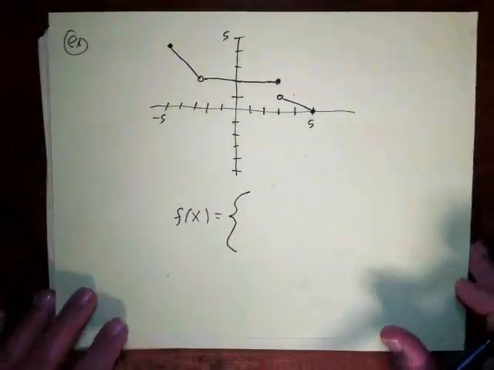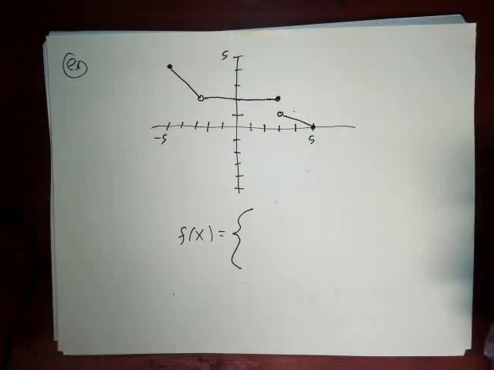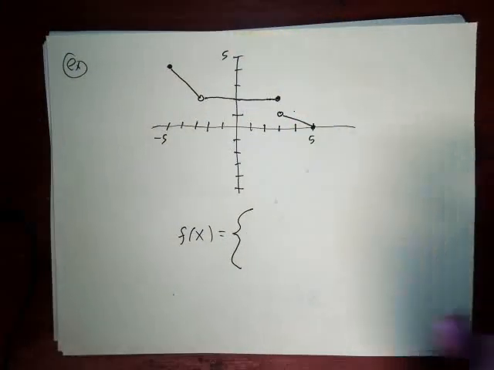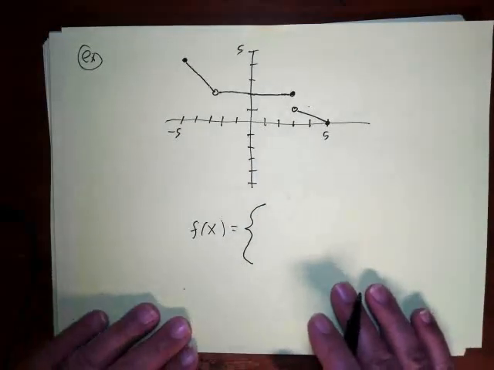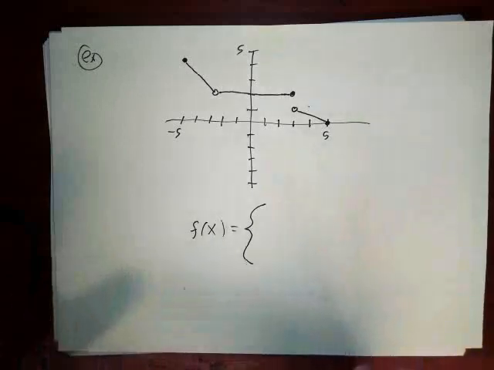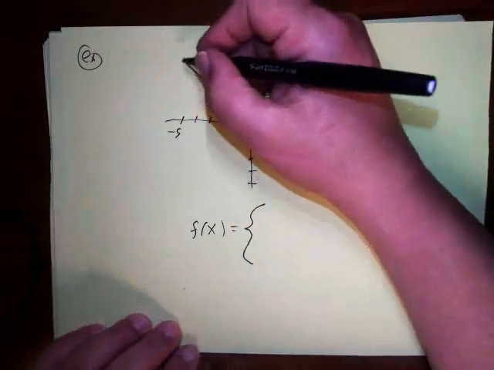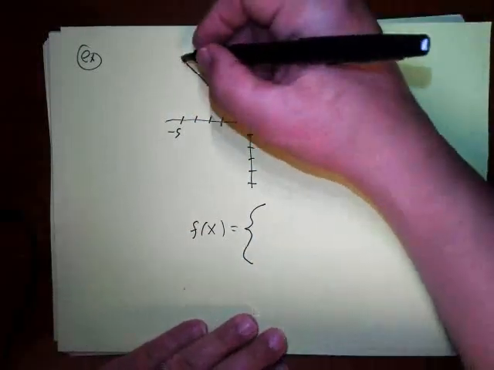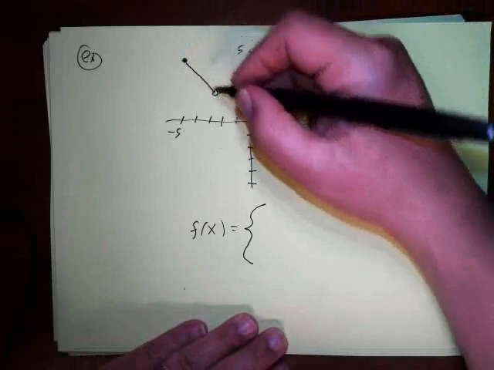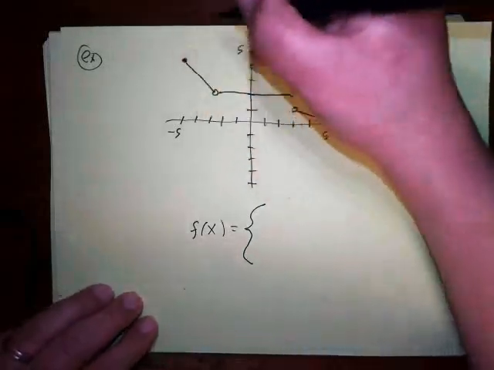Okay, so let me do one more, but in this case, what I have here is a graph, and I want to write out the piecewise function. So you've got to know about your linear graphs here, right? This will be a good review of linear graphs. So this line here, let me get some points.